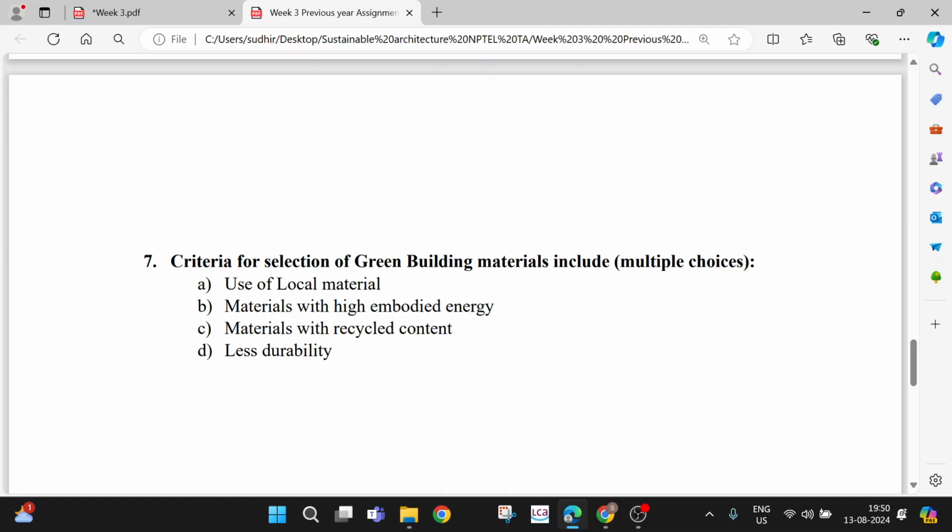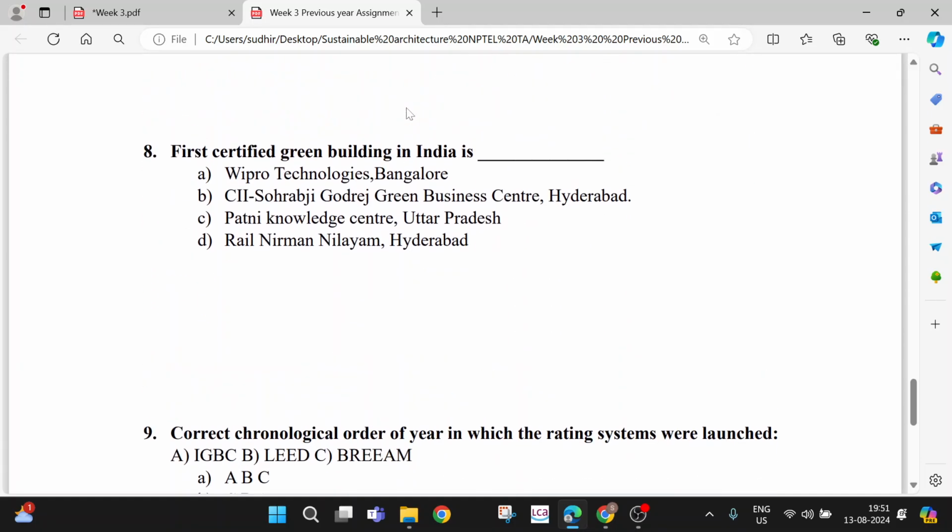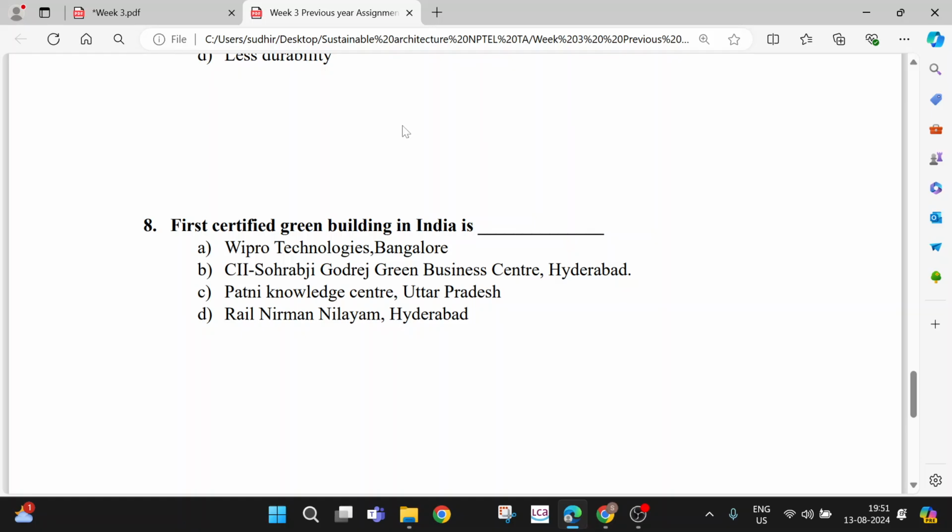Fine. Okay, then it is clear now. So, question number 7. Why can option C also be considered? Okay, then here is question 8. Option B, sir. Yeah, B.